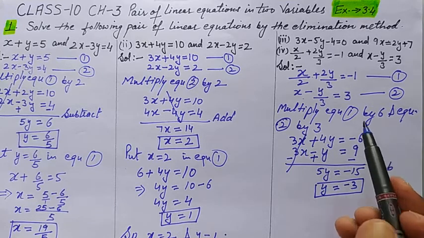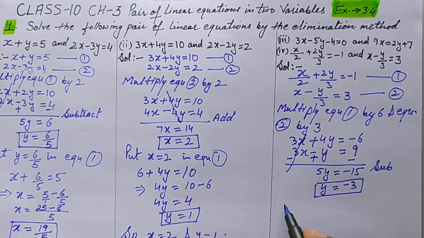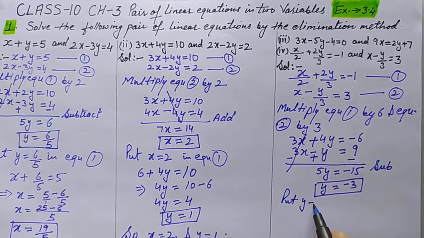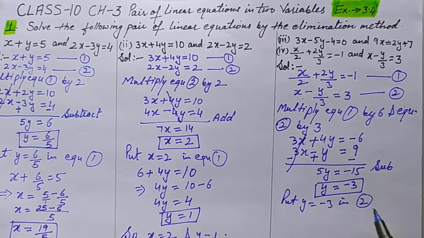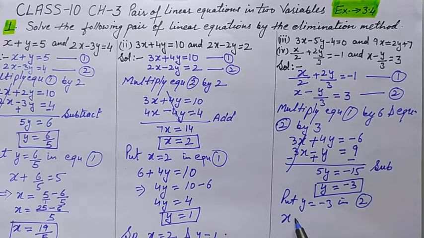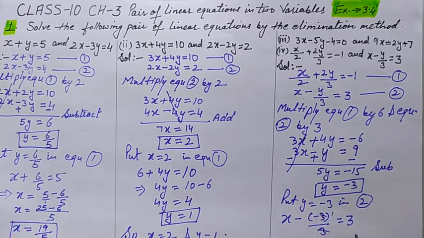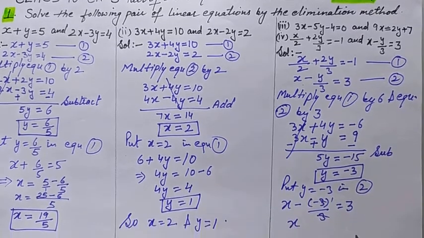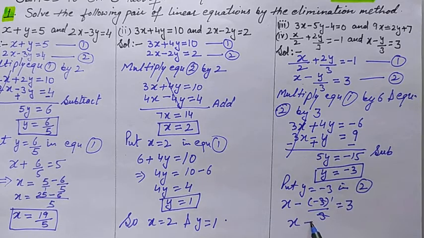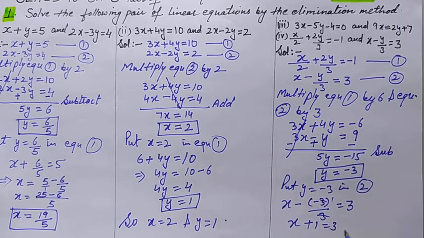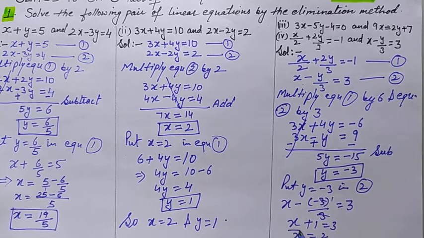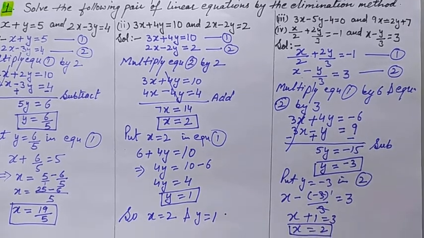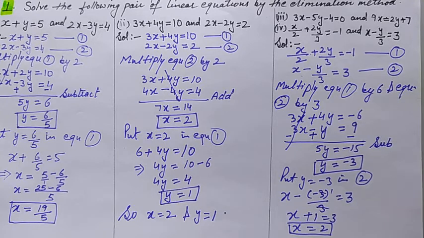So we'll put the value of y as minus 3 in equation number 2. So it becomes x minus, now y is minus 3, so minus 3 over 3 is equal to 3. So this 3 ones are 1, so it becomes x minus minus, plus, that is 1 is there, is equal to 3. So x is 3 minus 1, that is 2. So x is 2 and y is minus 3 is the answer, or you can write it as the solution of this pair of linear equations.